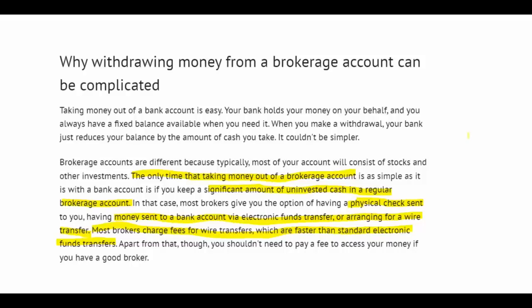But when your money is sitting in a brokerage account, and when you want to withdraw this money, then the broker has to do this transaction by either sending it to your bank account via electronic funds transfer, or arranging for a wire transfer. And that's why most brokers charge fees for these wire transfers, which are faster than standard electronic fund transfers. This is the reason why they are charging extra money, because they are sending the money through another means to your bank account, so it's not directly linked with your bank, and that's why they charge fees for this extra work.